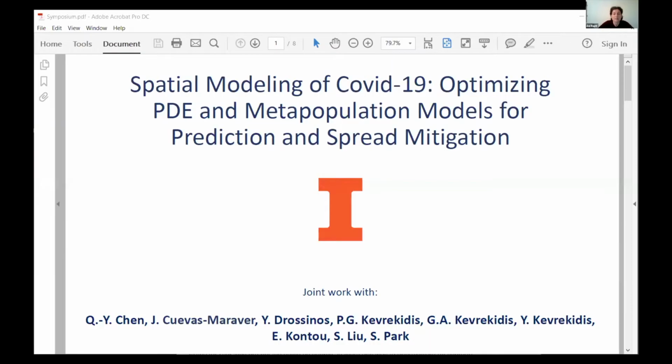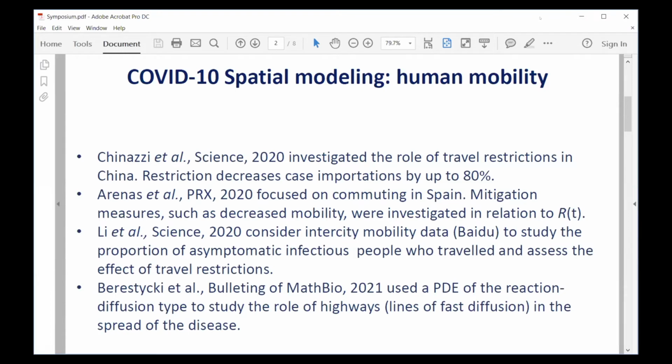I will talk about some recent progress that we have made. It is indeed our project about spatial modeling, and we're interested in data, both mobility data, but also epidemiological, of course. So spatial modeling, and we're interested in human mobility. Human mobility plays an indisputable role in the spread of COVID-19, as previous studies have shown.